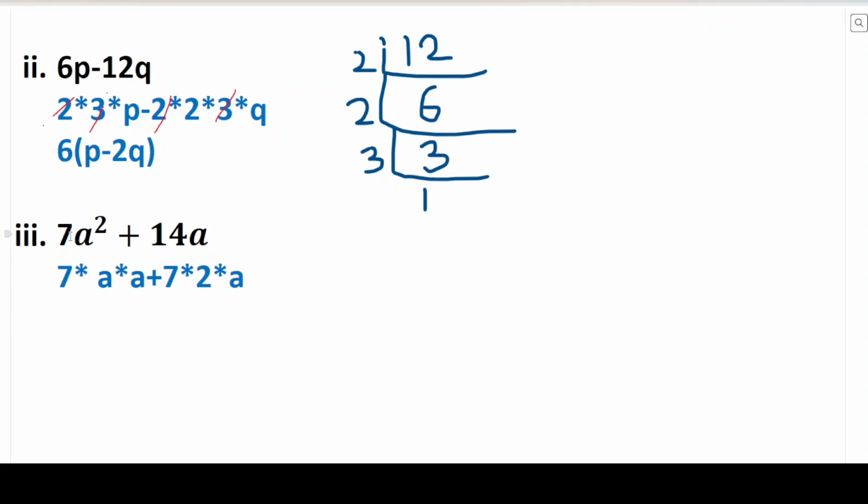So what are the common factors between 7a square and 14a? Here 7 is the common factor, and a is the common factor. Take the 7a out from here. The remaining terms are a plus 2. So 7a and a plus 2 are the factors. 7a square plus 14a factors are 7a and a plus 2.